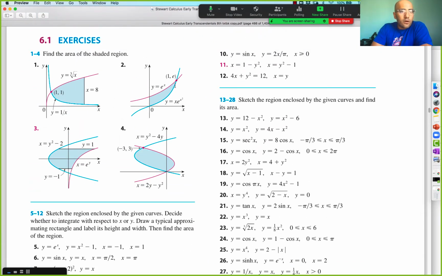So the first few are really nice because they just give you the graph, so that you can see from the graph which one is the top function and which one's the bottom function, and it makes it really easy to set up your integral. Good. So for example, let's just set up number 2. We won't have to take it all away. I just want to set up the integral to find the area of the shaded region.